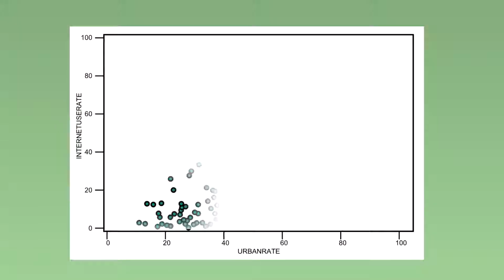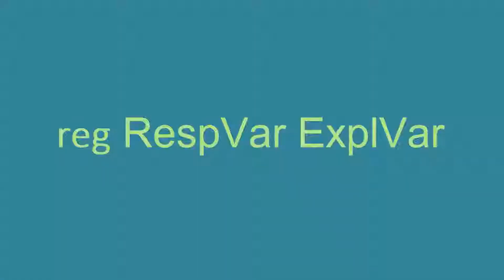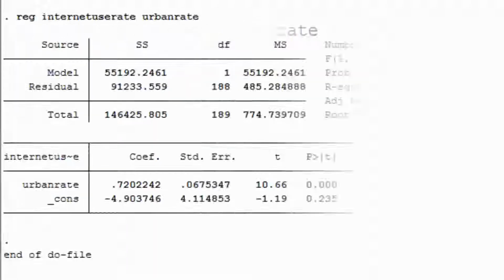So how do we find the equation of this best fit line? In Stata, the command that we'll be using is called reg. As you can see from the sample syntax, after the reg, you type the response variable and then the explanatory variable. For this sample research question from the Gapminder dataset, we'll type reg, internet use rate, which is our response variable, urban rate, which is our explanatory variable. So let's run this program and look at the output.